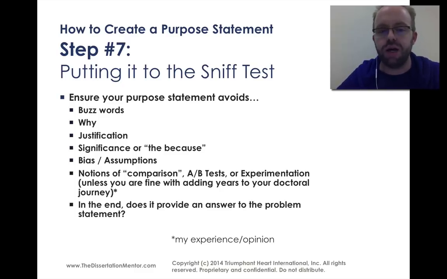You also want to remove any notions of comparison, A/B tests, experimentation, and that's my opinion and my experience, unless you want to add years to your doctoral journey. Is it always like that? No. I've seen some studies go through, but they are absolutely the rarity. And my recommendation is you don't walk down that path. That's just my opinion, my experience. You can take that or leave it.